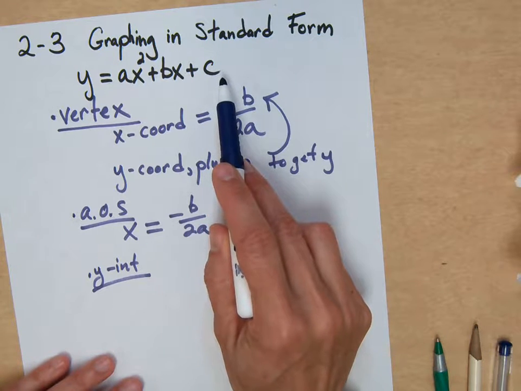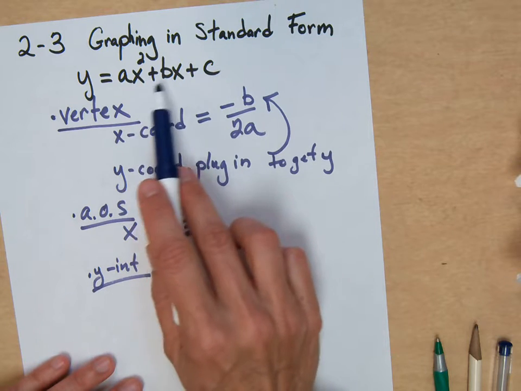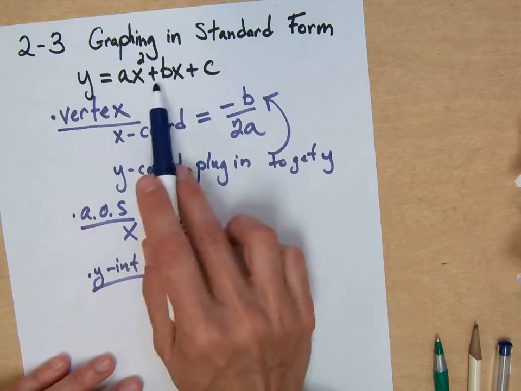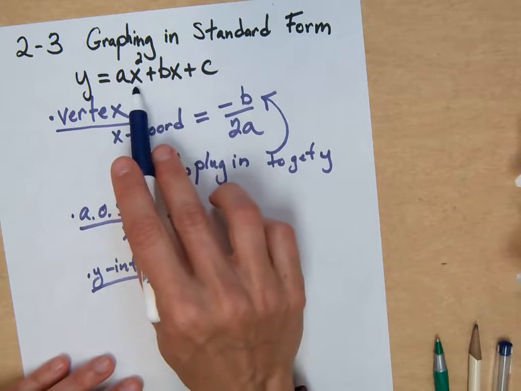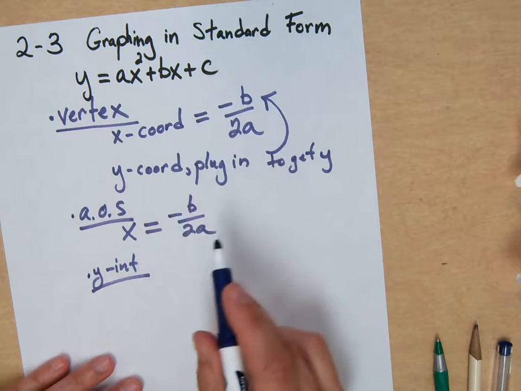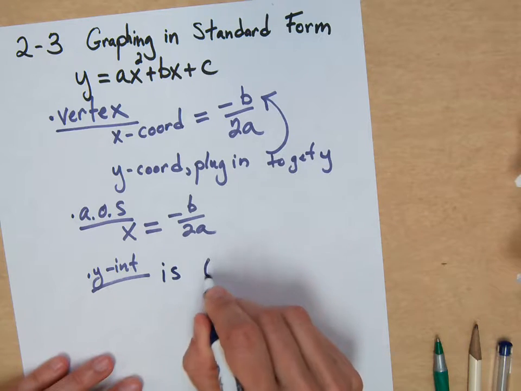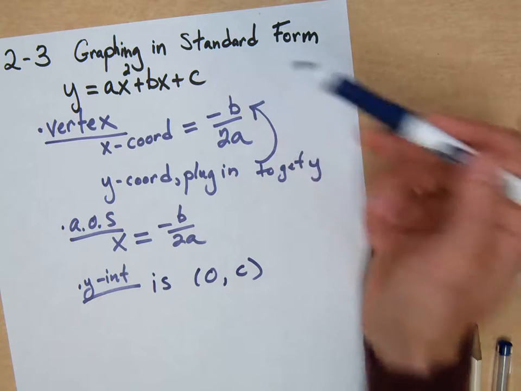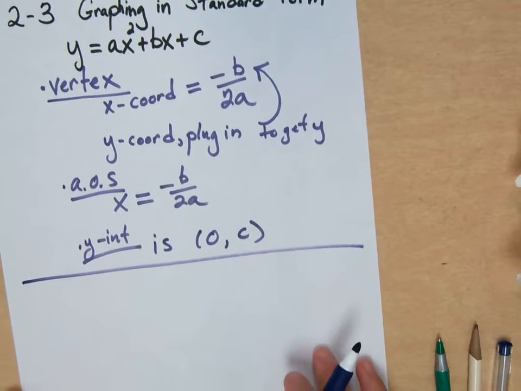Good. When you plug in 0 for x, these go away, they disappear, and you just get c. y equals c. To find the y-intercept, you let x be 0. That will just go away, and you'll get c. So the y-intercept is (0, c). Whatever this number is, you just graph it, or name it, or see it, and it's that quick. So let's put an example of this in your notes.